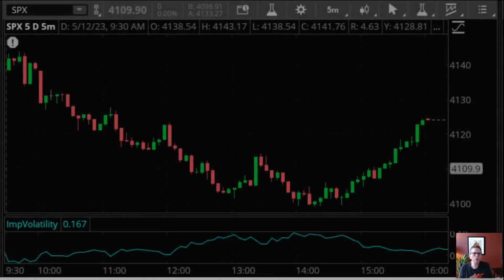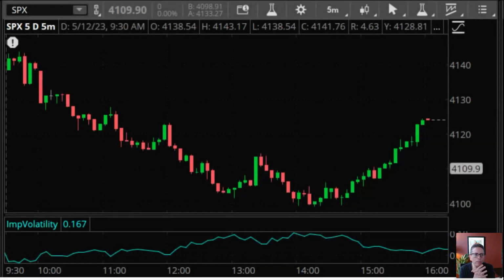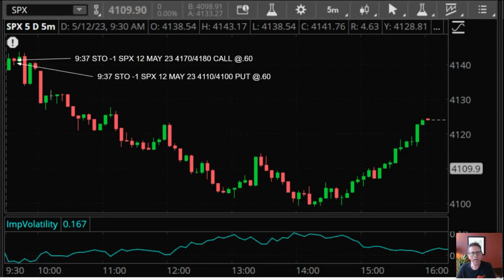Okay. All right. So now I'm going to show you just a couple trades that I did this week. And this is kind of the normal process that we use. So I wanted to show the good, the bad, and the ugly, and how we do this. In this case, you can see I put these two trades on pretty much at the same time. So I put on a 41.70, 41.80 call spread and a 41.10, 41.100 put spread.